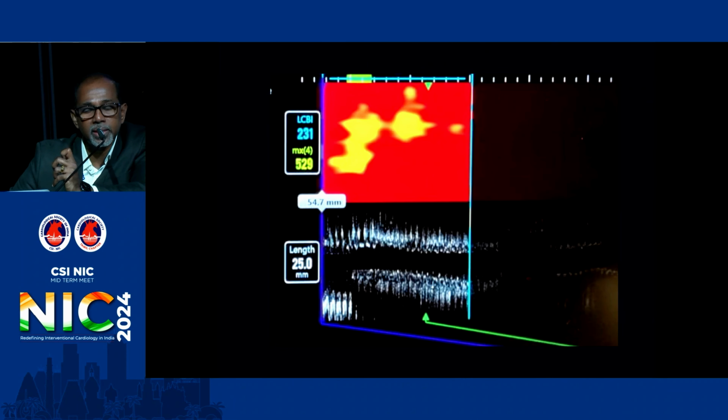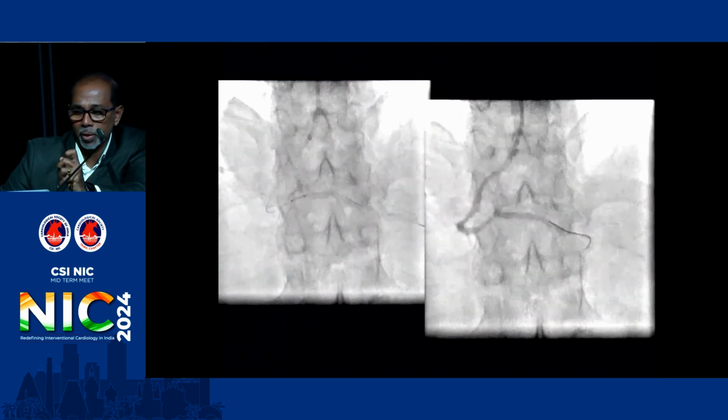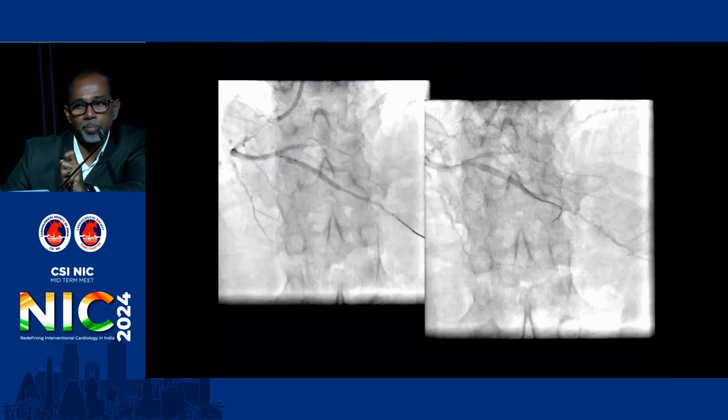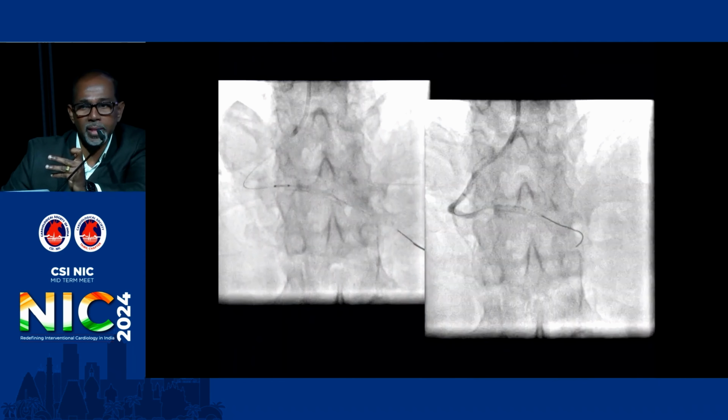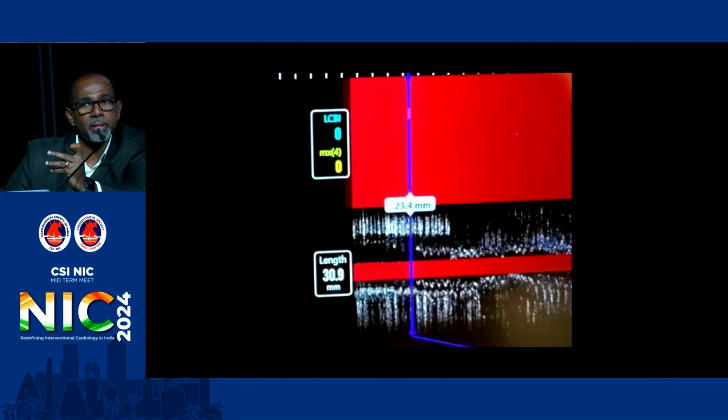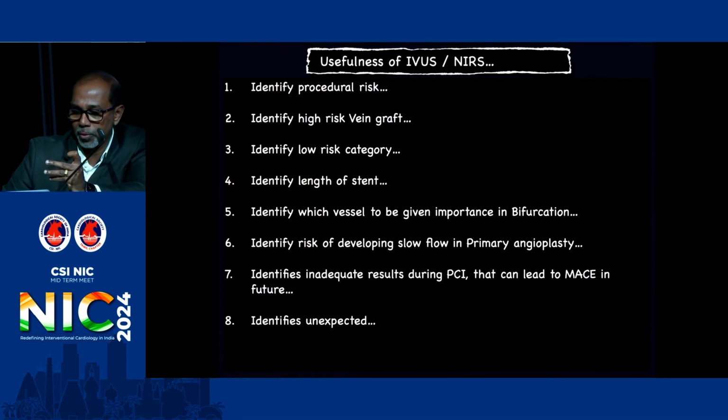So we did a NIRS evaluation. We made out that at that particular area, at the ostium of the PDA, the lipid pool was 529, the LCBA was 529, so that we decided that we'll go ahead with a second short stent implantation at the ostium so that the future MACE could be significantly reduced. So a second stent was deployed, and then we could achieve good results.